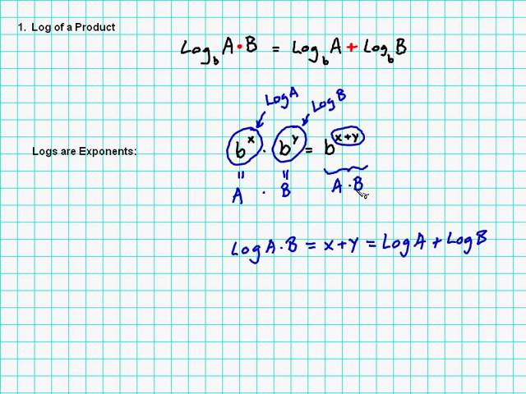So more than just an indication of a proof, this actually is the proof. But there you have it. So in other words, the log of a product is the sum of the logs of the two factors. Okay, let's go on to division.